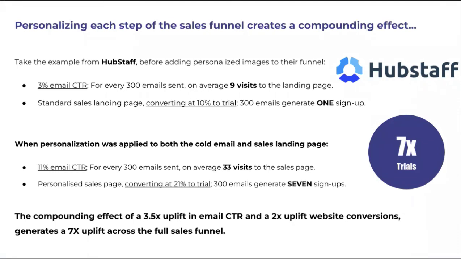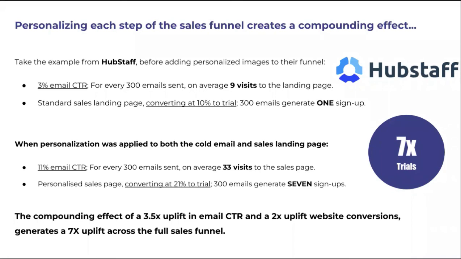If we take the HubSpot example here, 3% email click-through rate, very similar to the MailChimp average of 2.62%. So it rings true that your average click-through rate would be around that. I'm sure many people watching today are experiencing that click-through rate. Let's look at how we can improve it using personalization. For every 300 emails in this average, 9 visits to the landing page. Then a standard trial conversion prior to using personalization was 10%. So with 300 emails you're generating just one trial sign up.